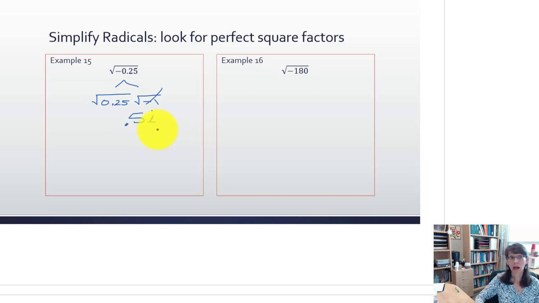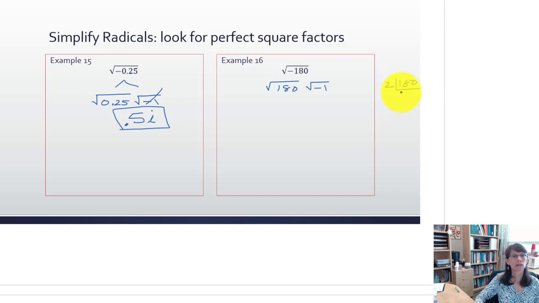So 0.5i would be our final answer. For the next example, we have the square root of -180. So that would be broken apart as the square root of 180 multiplied by the square root of -1. So with 180, I'm going to divide by prime numbers.